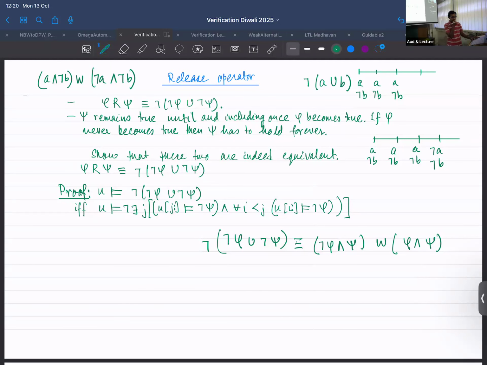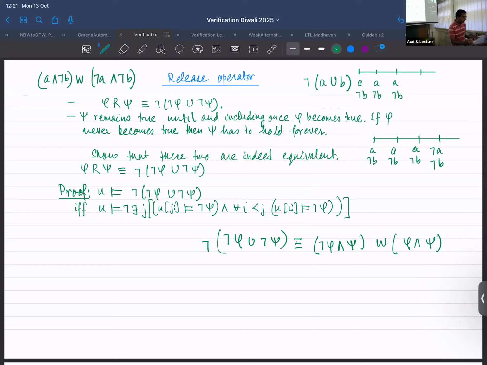And so the release operator is saying the exact same thing: either psi will always hold and phi will never hold, or at some point phi and psi both will hold. So now you can say that indeed the release operator says that at some point of time, phi and psi both are going to be true, and until then, what is happening?